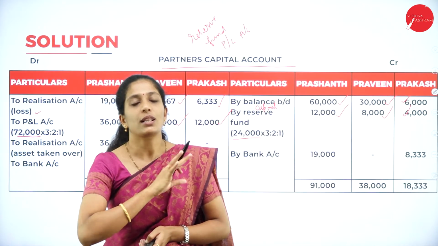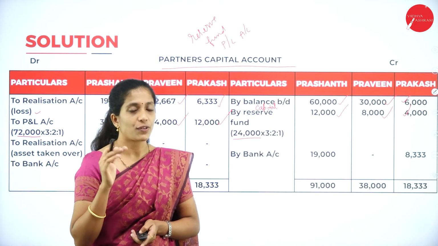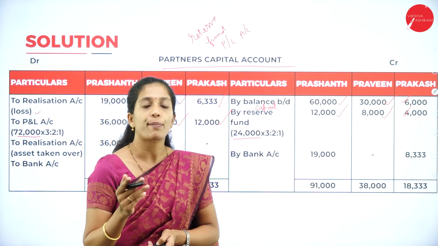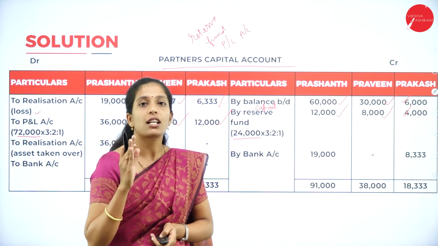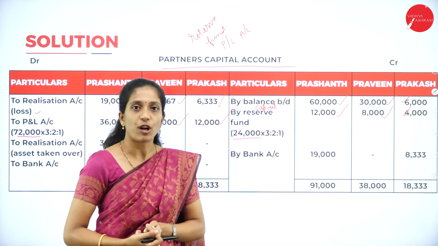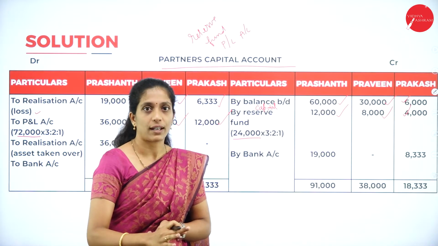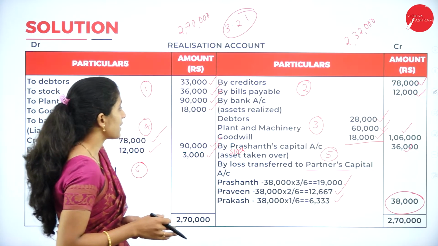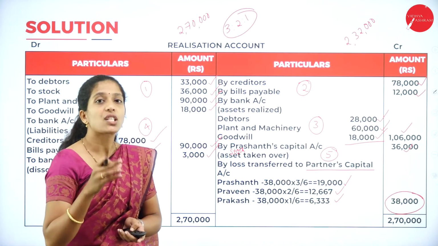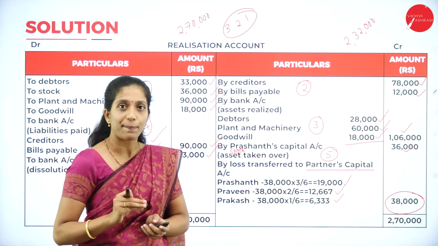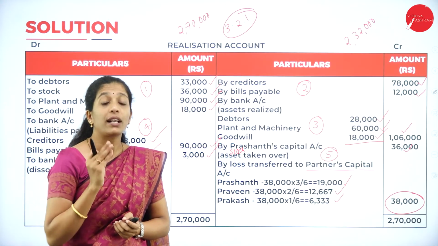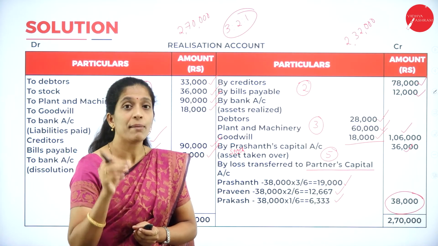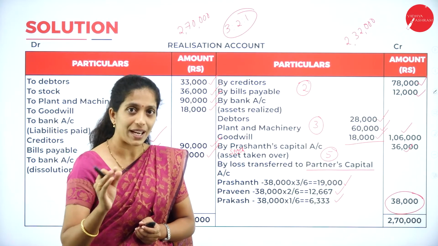Now we are done with these many items. That is, first we have transferred capital. Next we have transferred realization account balance. Next we have checked whether there is any reserve fund as well as profit and loss account, and we have transferred that. Next what you have to do? See your realization account, whether you have transferred any amount to partners' capital account. This will happen when any of the partners takes over a liability or asset. But in this problem, there is an asset which is taken over by a partner.